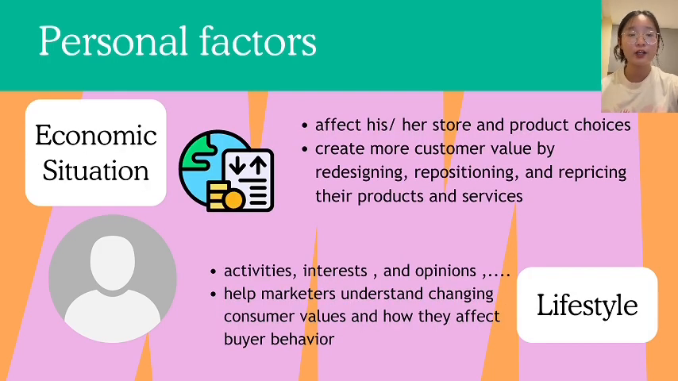And the third is economic situation, which affects his or her store and product choices, to create more customer value. For example, in the past, smartphone makers only sold high-priced phones. Now they tend to offer low-price models for people who are low income. And next is lifestyle. Lifestyle is the personal pattern of living as expressed in his or her psychographics, activities, and opinions, in order to help marketers understand changing consumer values and how they affect buyer behavior.